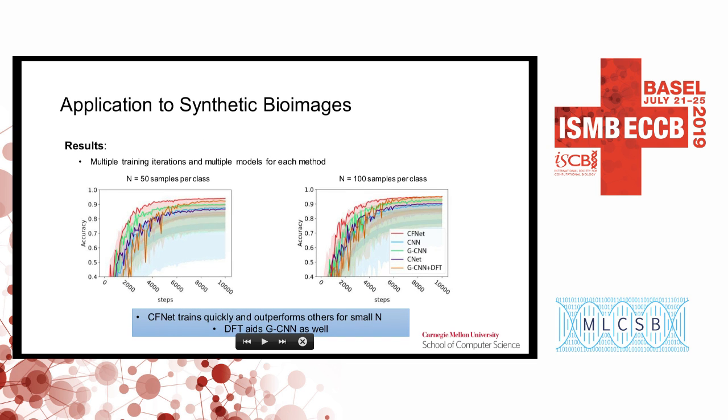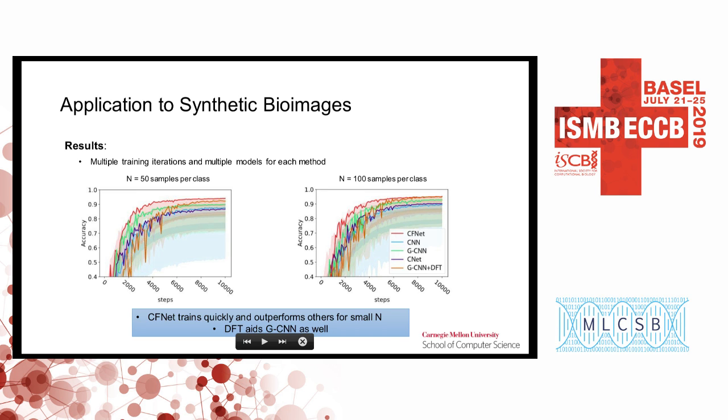In our experiment, we compared a number of methods. For each method, we trained different hyperparameter models, and then we trained each model a number of times. We also wanted to evaluate how the size of the training set affects the performance. What I'm showing here are the spread of all of the models for each method as a background color, and the dark line is the best performing model for each method.